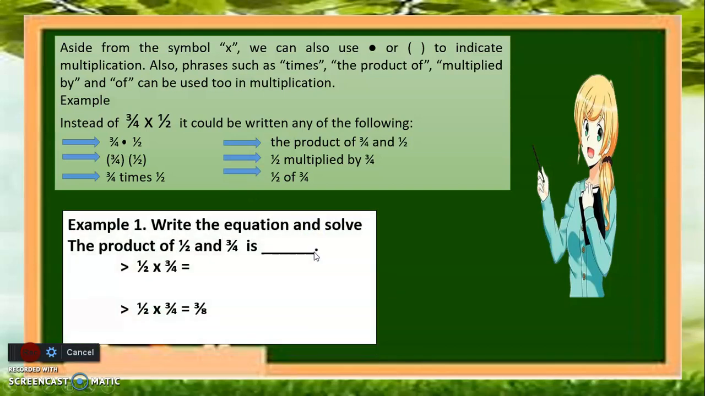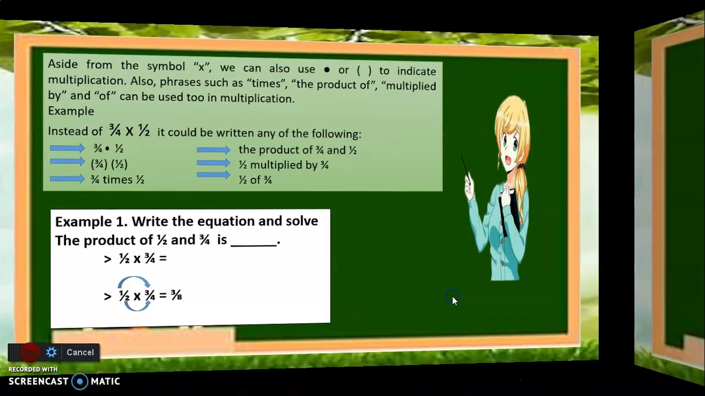Let's take this example, write the equation and solve. For example, the product of 1/2 and 3/4. We are going to write it first into an equation and then solve for it. So the equation will be 1/2 times 3/4 equals, because equals is represented by the equal sign. Multiplying 1 times 3, you have 3, and 2 times 4, you have 8. So you have 3/8 as a final answer.